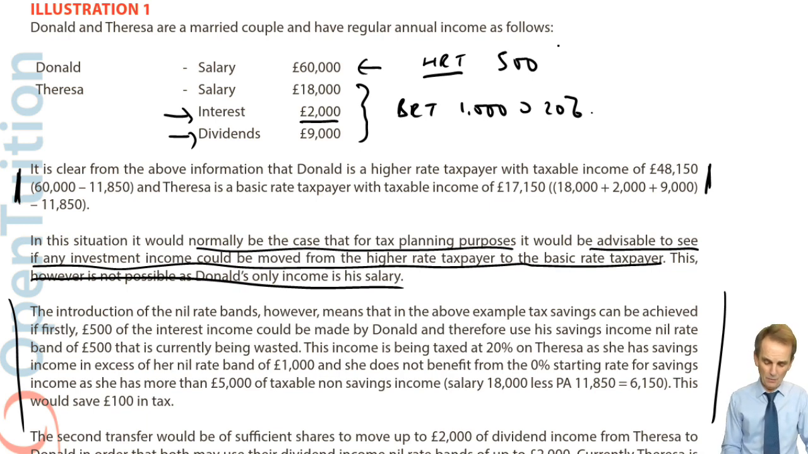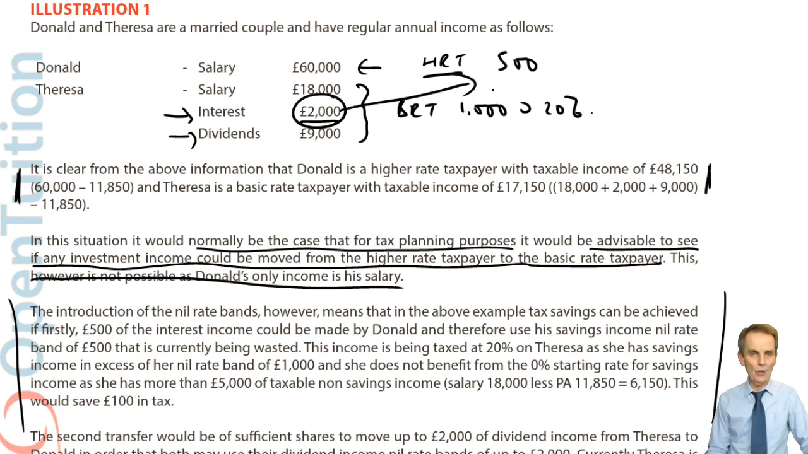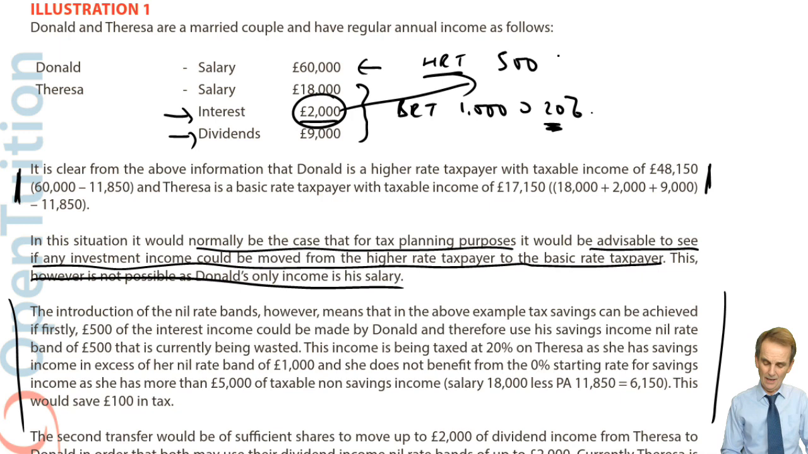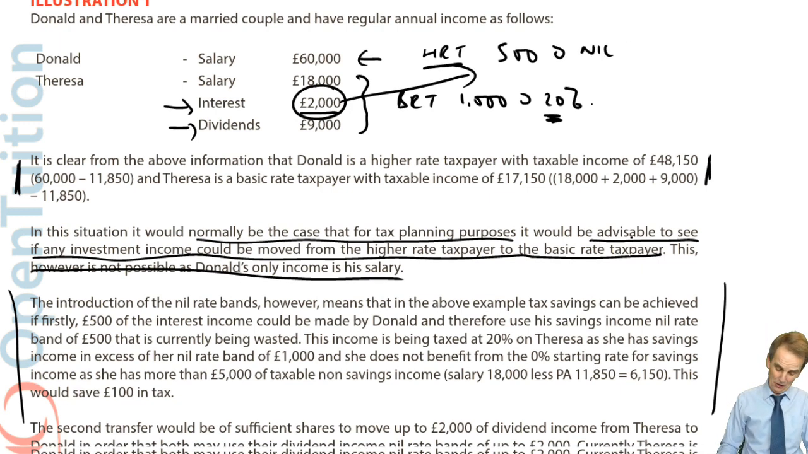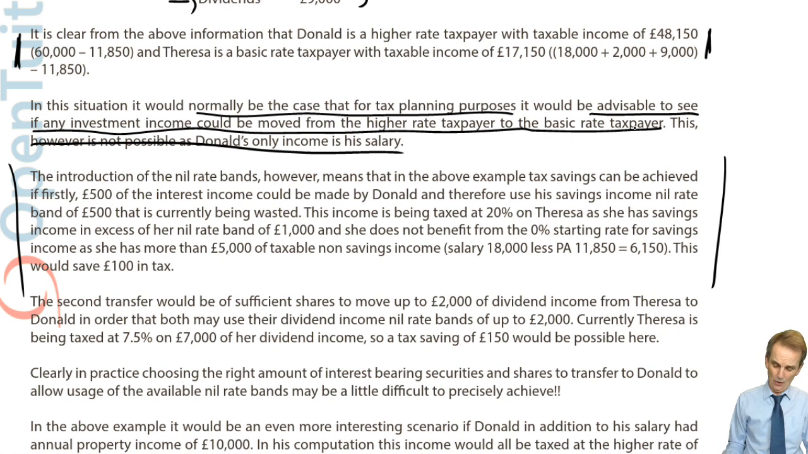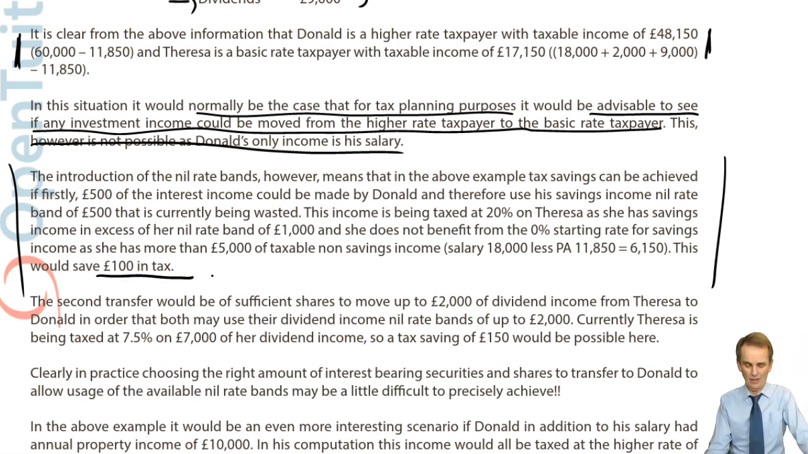But if we were to move out of that £2,500 over to him, then that's 500 that would have been taxed at 20% in Teresa's hands, now to be taxed at nil rate. It's not a huge saving. I said the numbers would not be that great, and it would be a saving of £100 in tax there. It's the principles that are at stake.